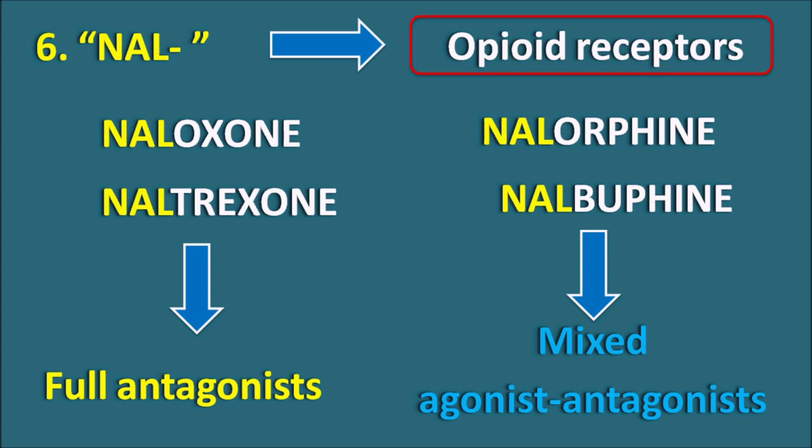And here naloxone and naltrexone, which are the full antagonists, are particularly used for the opioid intoxication. When the opioids are given at a high dose, these drugs can reverse the effects of the opioids because they are acting like antagonists. On the other hand, nalorphine and nalbuphine are the mixed agonist antagonists. They can be used as analgesics with less addiction and respiratory depression.